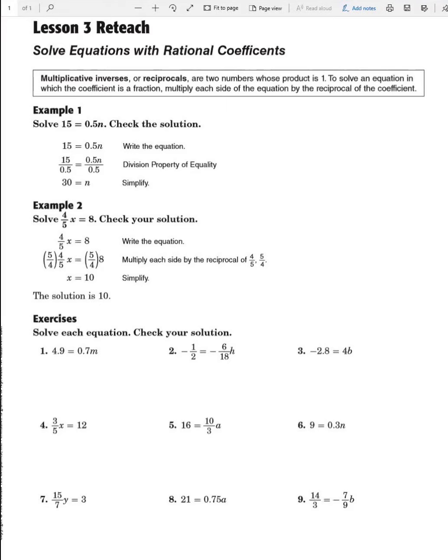15 divided by 0.5 equals 30. Bring down the variable n. There's your answer. 30 equals n. Let's take a look at example 2.